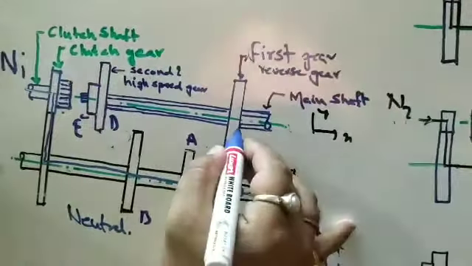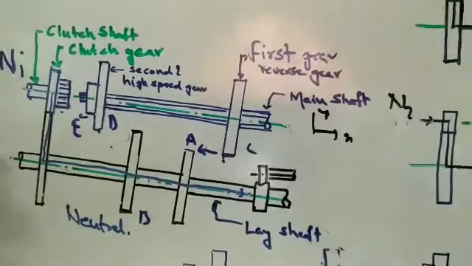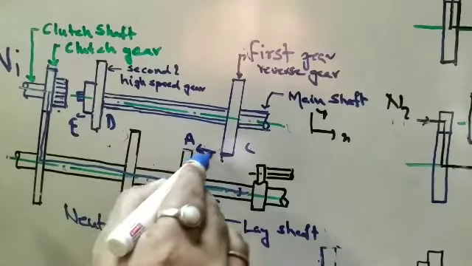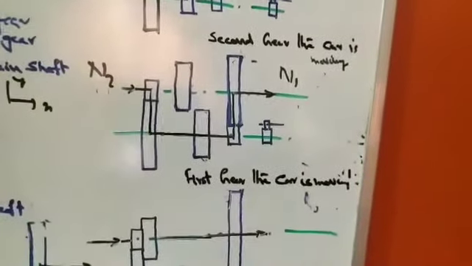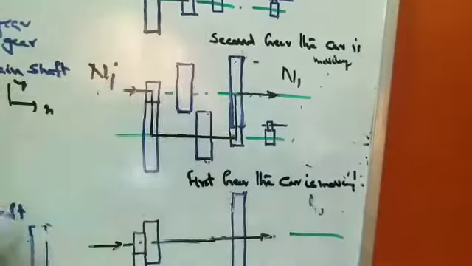So when we move the first gear in this direction, power starts to flow in the first gear. That has been shown over here. When we engage this, let us take the input speed Ni.